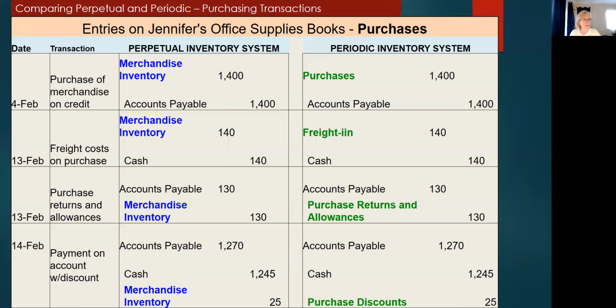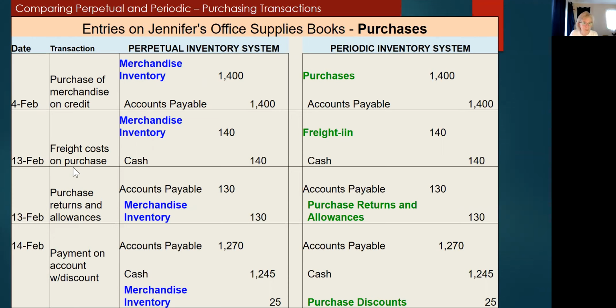All right, in my PowerPoint slides, you can see purchase transactions, perpetual compared to periodic, but perpetual comes first. So I talked about the basic invoice price, the freight costs, and that is freight in, the returns, and then your purchase discounts. Okay, so you buy inventory on credit, debit inventory, credit accounts payable.